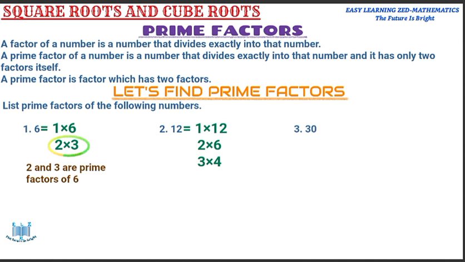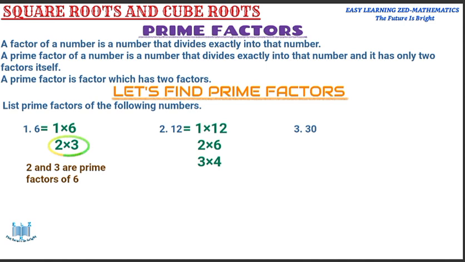As you can see, I talked about 1. It has 1 factor, so it cannot be prime. 12 has got 6 factors. 6 has got more than 2 factors. 4 has got more than 2 factors.